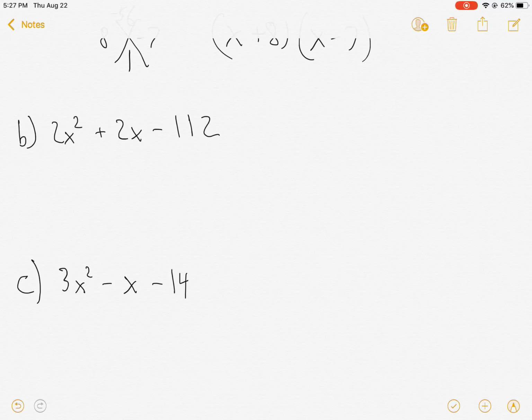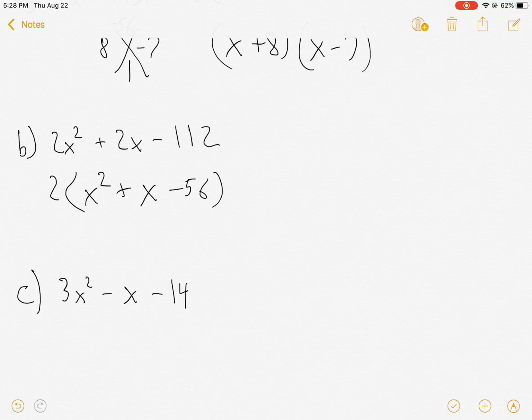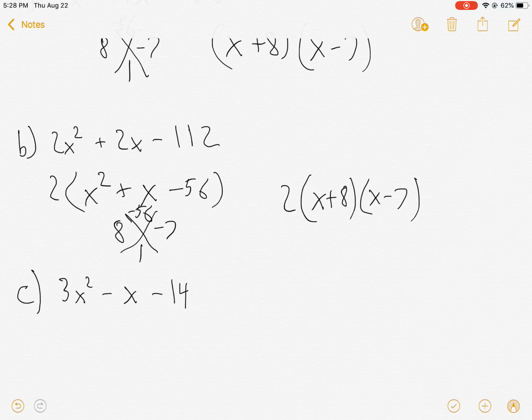On this one, I'm going to pull out a GCF, what we just did up above, which would leave me, since I'm pulling a 2 out, with an x squared plus x minus 56, which is exactly the same thing as the first example on this factoring trinomials. Okay, so then after that, I once again start looking for two numbers that would multiply to negative 56 and add to 1. We already know what those are. That's 8 and negative 7. So my final answer would be a 2, an x plus 8, and an x minus 7.